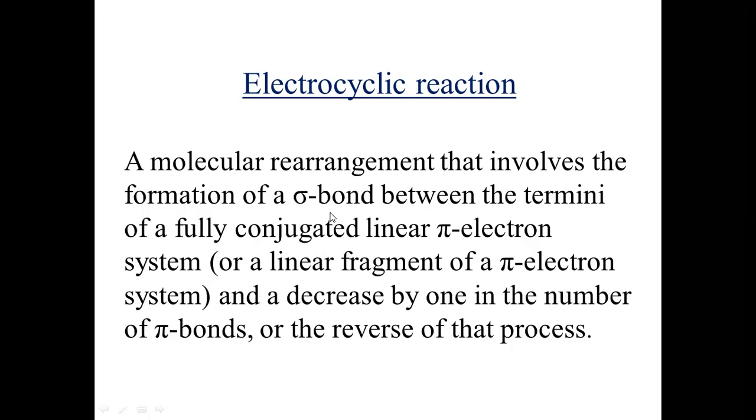Here, a formation of a new sigma bond is taking place and the number of pi bonds in the reactant molecule is decreased in the product, or else the reverse. That means a new pi bond may be formed and one of the sigma bonds may disappear. Such types of reactions are generally called electrocyclic reactions.